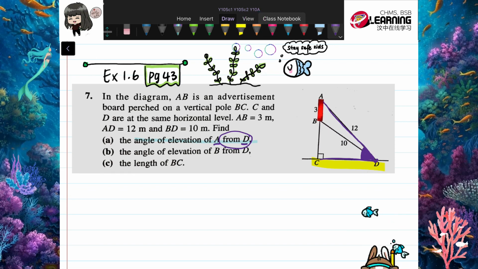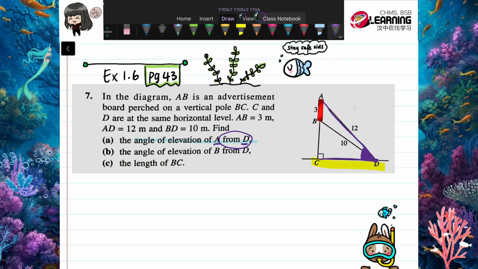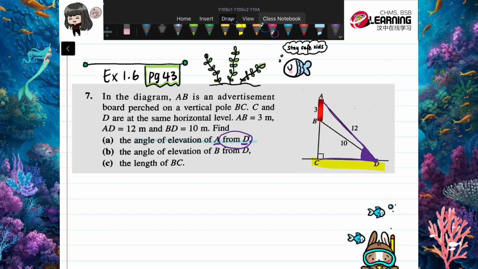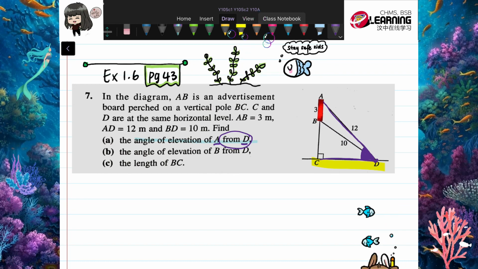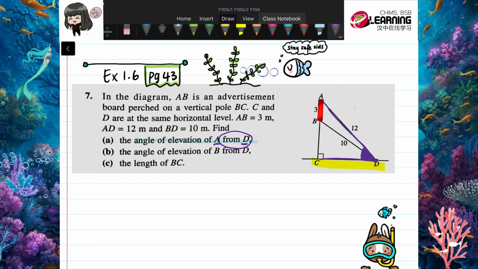Okay, again, you look at the word from D. So if it's from D, it means that you're going to form a horizontal line, because you're going to look upwards. When you look upwards, it's the angle of elevation. When you look upwards to A, it's the angle of elevation of A. So A is over here.